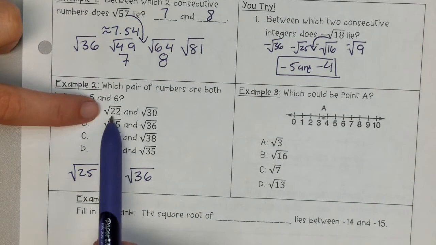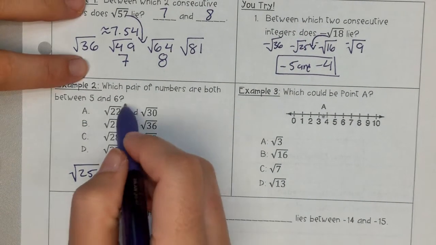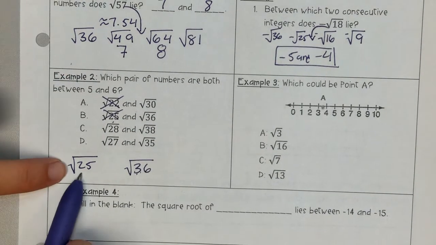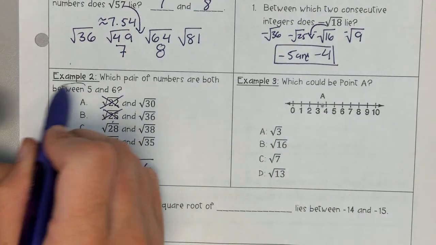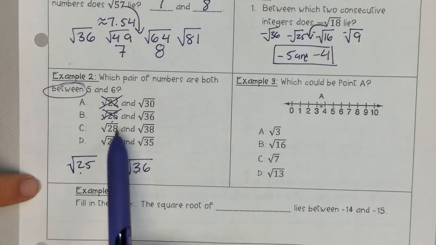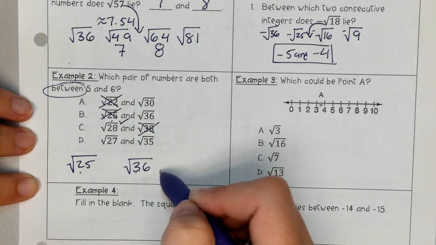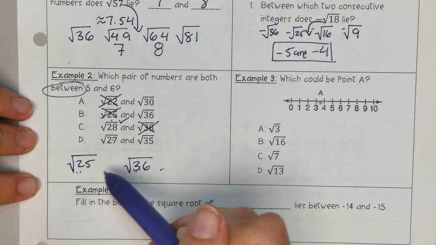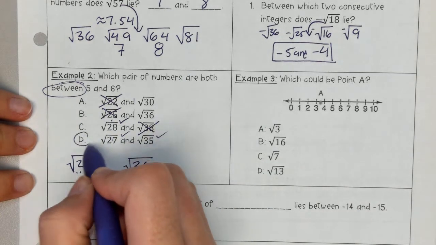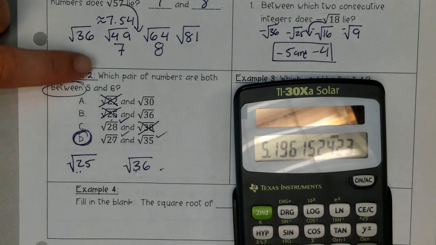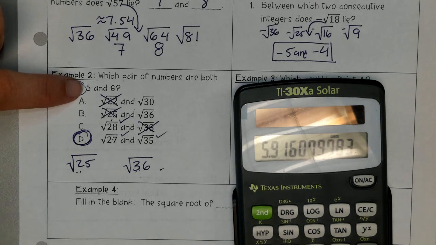So, is 22 between these numbers? No, that's too low. Is 25 between these two numbers? 25 is not between these numbers because it is exactly 5, and we want between. Between means not including. Is 28 between these two numbers? Yes. Is 38? No, 38's too big. And is 27 between these numbers? Is 35? Okay, so D is our answer. If we wanted to verify that we did that correctly, definitely use your calculator. 5.196 is between 5 and 6, and the square root of 35, 5.916 is between 5 and 6.